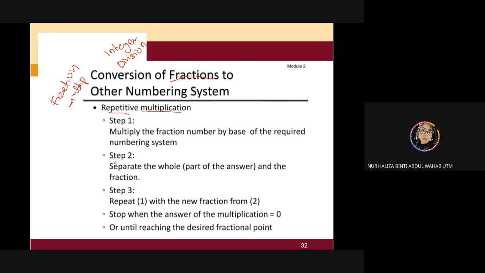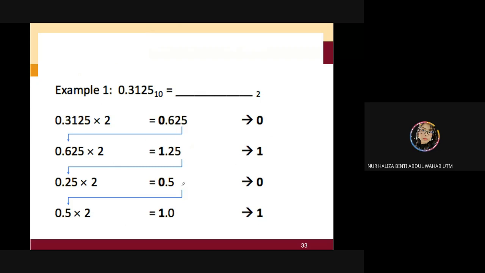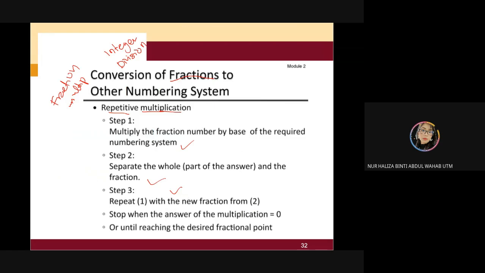So there are several steps. You can just read it by yourself. But what is basically the step I'm going to share with you here. Okay. So there is a note over here on when you're going to stop. Stop when the answer of your multiplication equals 0, or until reaching the desired fraction point.